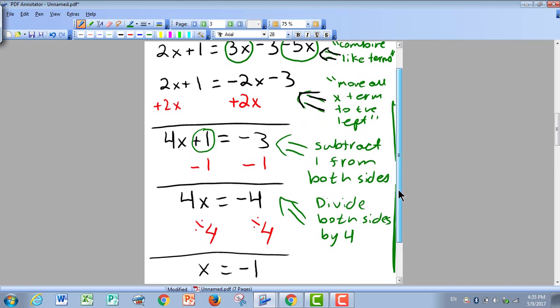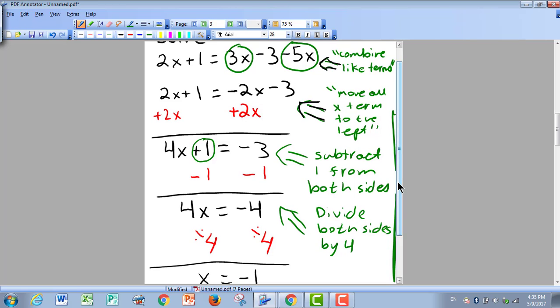And here is all of our work. Just leave that there just in case you want to see it. We combined like terms. We moved all the x's to the left. You always have to add or subtract first, and then you multiply or divide. And we always do the opposite. So in this case, we subtracted 1 from both sides, and then we divided both sides by 4. Got an answer to be negative 1.